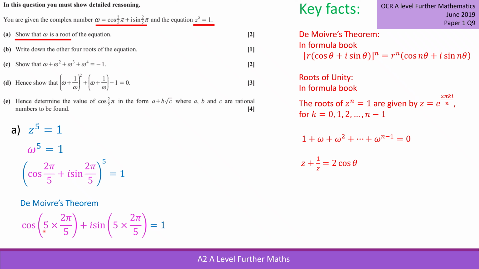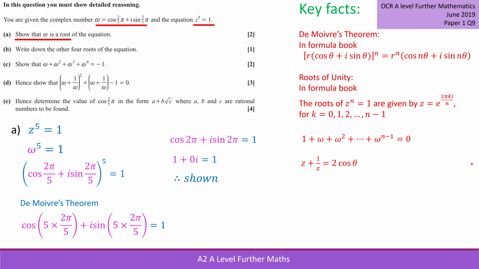Here I'm just going to simplify. So the 5's cancel, leaving me with 2 pi, and the 5's here cancel, leaving me with 2 pi. So I've got cos of 2 pi plus i sine of 2 pi. Again, check your calculator is in radians, so there's a little r at the top. If you type in cos of 2 pi on your calculator, you'll get the answer of 1, and if you type in sine of 2 pi, you'll get the answer of 0. So 1 plus 0i is equal to 1. Therefore, you have shown that this is a root because the answer has come through to give you 1 is equal to 1. So you have shown that this fits into this equation, so it is the root.